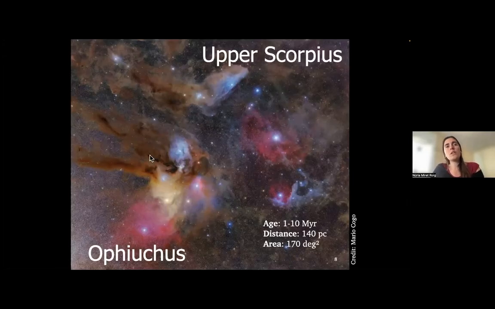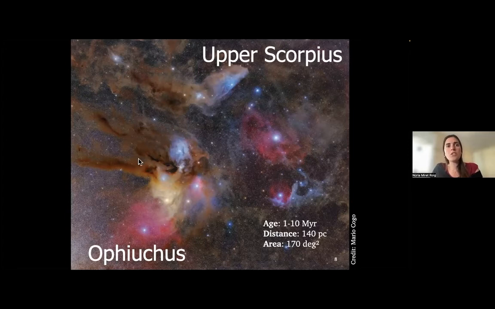Now, with this image, I would like to present you the region in which we search for these free-floating planets. This is a region which comprises 170 square degrees in the sky, and which encompasses the region of Upper Scorpius. This is a young OB association which has an age between 5 and 10 million years, and where the majority of gas has already vanished, greatly facilitating the identification of young stars.